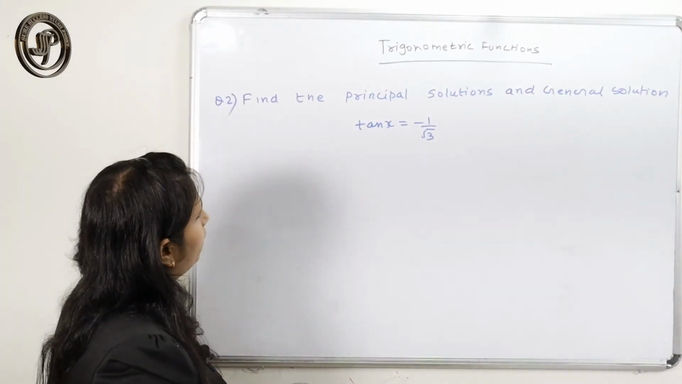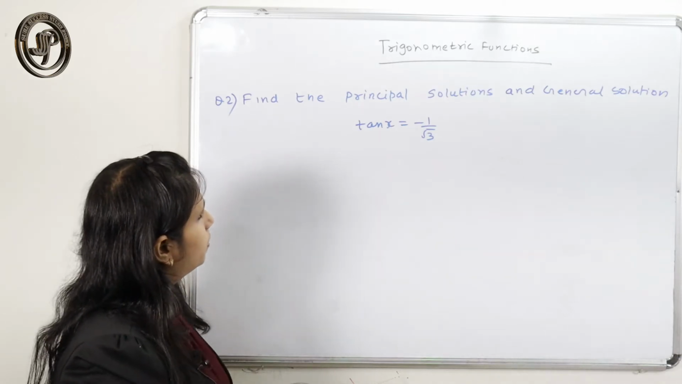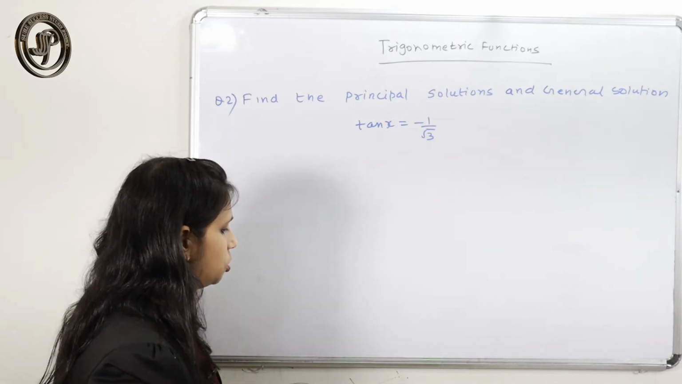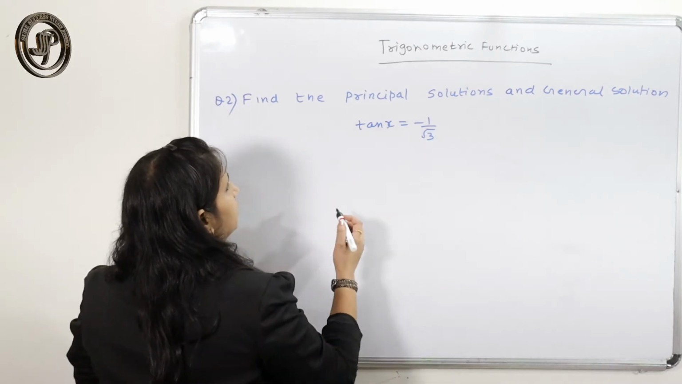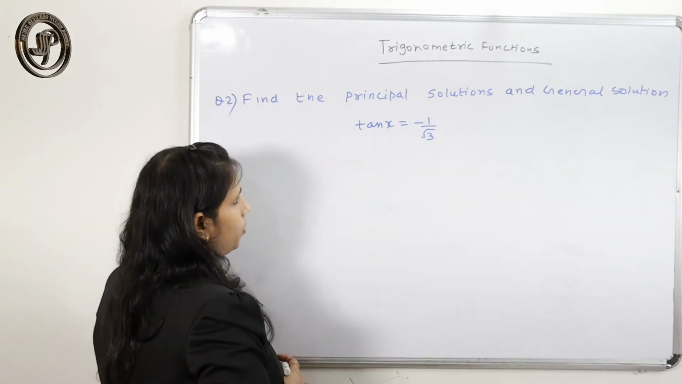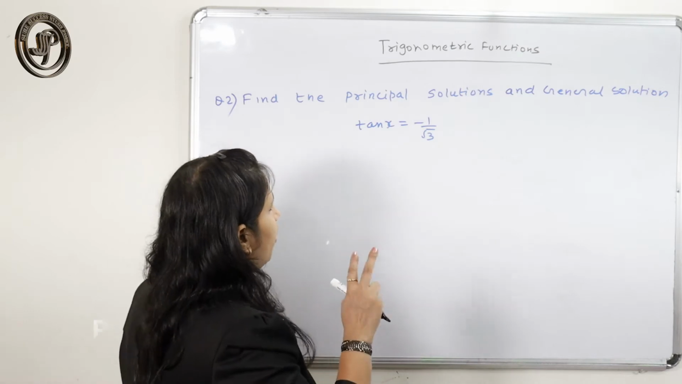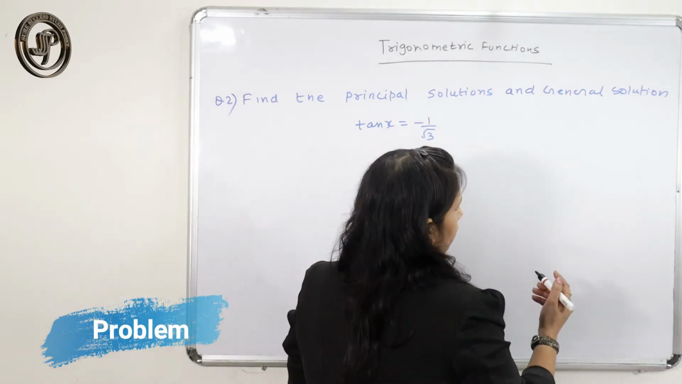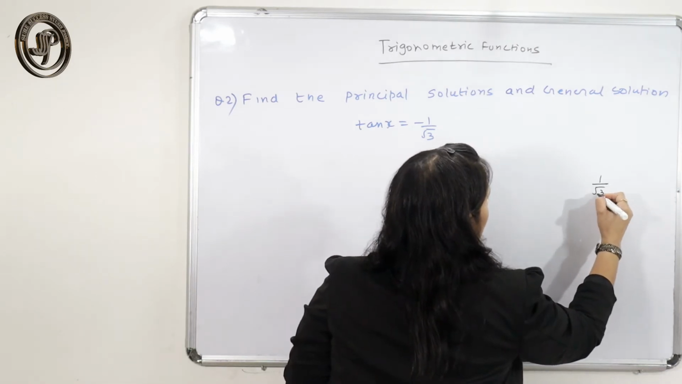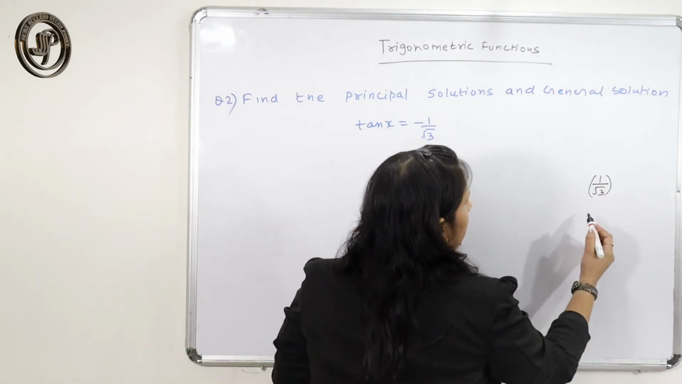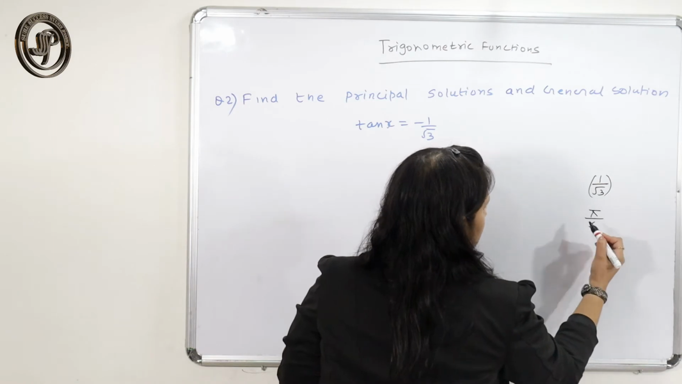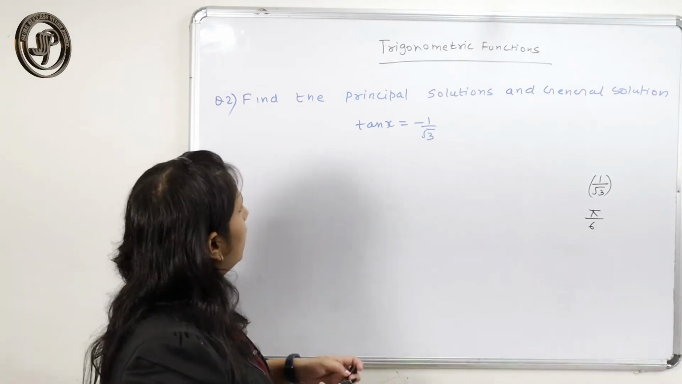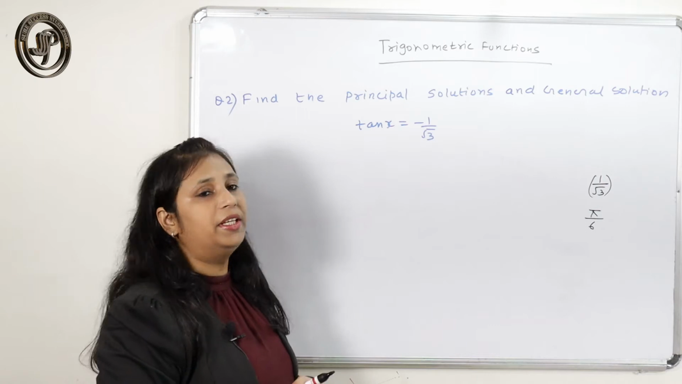So here is the question, we have to find again the principal solutions and the general solution. So tan x is minus 1 by root 3. How can we find this value? That is a very important thing. See, tan is negative 1 by root 3. When tan is 1 by root 3, it is on pi by 6, 30 degrees. But tan should be negative.